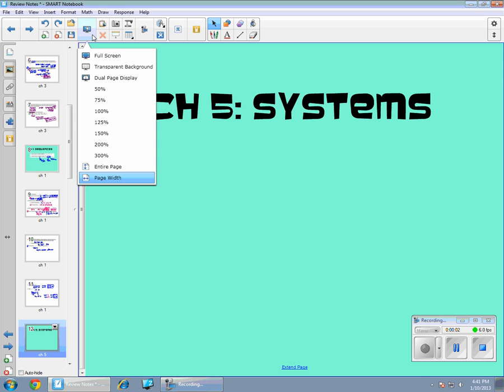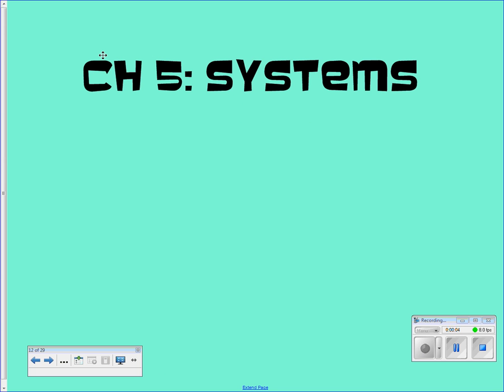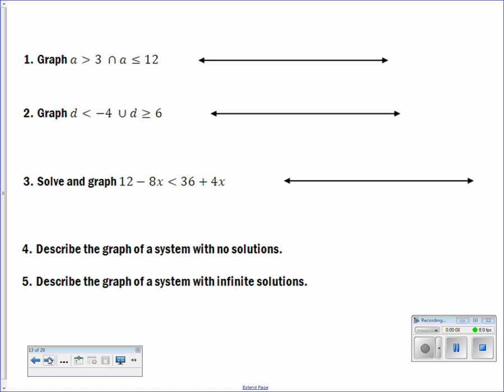Chapter 5 was all about solving systems, so there were no specific formulas here, so that's kind of nice, just math. So we'll see if we remember that. So first one is graphing numbers on an inequality on a number line. So a greater than 3 and, so this one is the and, which means, if you remember, the overlap, good.